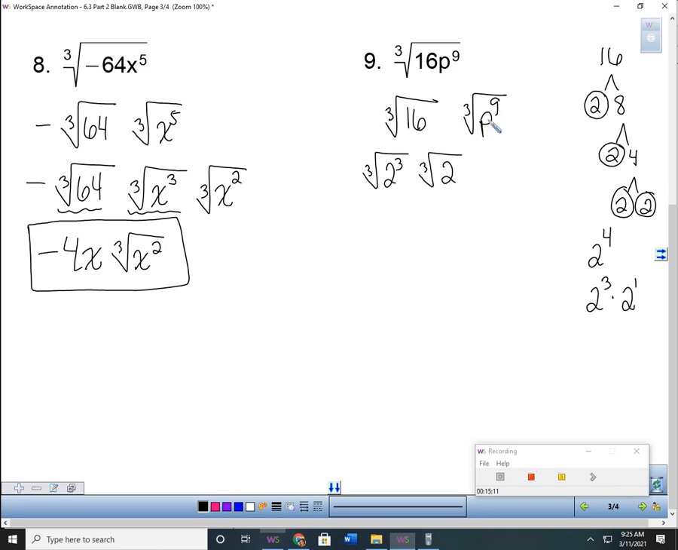Now, let's check our variable. Will this 9 divide by 3? Yes, so I don't need to split that up because that's a perfect cube. So when you look at your 3 here, the first one's a perfect cube, and the p to the 9th is a perfect cube. So I'm going to do those two first. The cubed root of 2 cubed is 2, and the cubed root of p to the 9th is p to the third, because 9 divided by 3 gives me 3. And then you have your cubed root of 2 at the back.